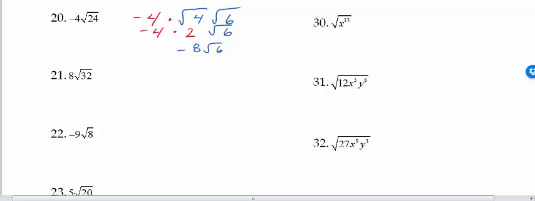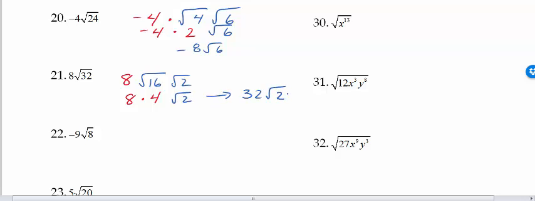We bring down the 8, just like before, and then we're going to break up the 32 into 16 and 2. 8 comes out, square root of 16 is 4, and we're left with radical 2 inside. This leads us to our answer of 32 root 2.